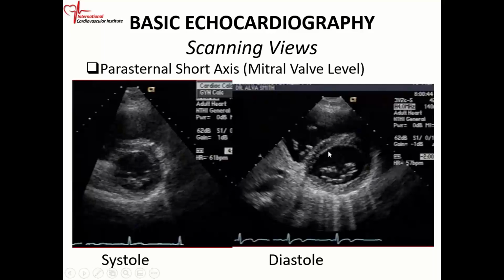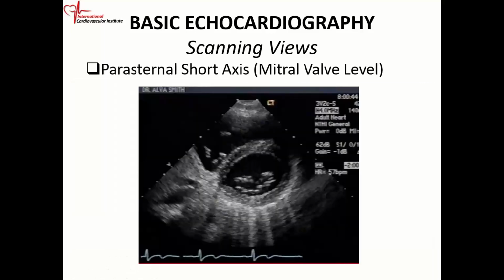This is the LV cavity right there. This is the anterior leaflet of the mitral valve. The posterior leaflet is right down there. This is your ventricular septum. This is the right ventricle up there. Short axis at the level of the mitral valve.